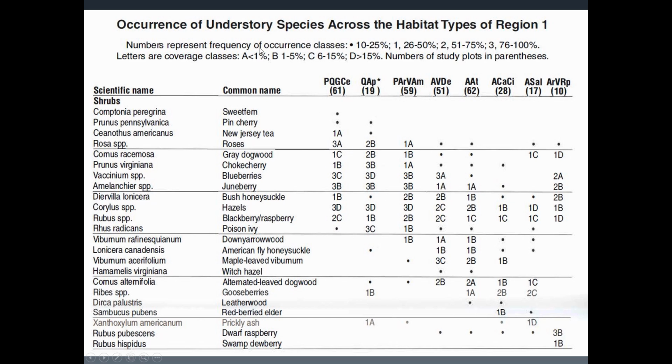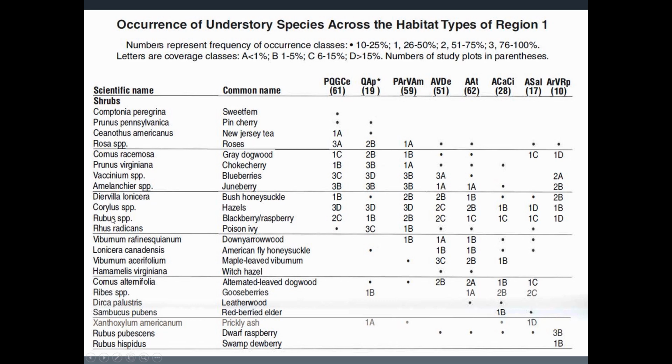So in this case, the numbers represent the frequency of occurrence. So a dot means that it occurs in 10 to 25% of those sites. A 1 means 26 to 50%, and so on. So the higher the number, the more likely you are to find it present in that site. And then the letters relate to the coverage classes. So in addition to the likelihood that you'll find it, how much of the area should it cover? So is it going to be something that's likely to be there but relatively uncommon and rare? Or will it be something that's likely to be there and you're likely to find lots of it as well?